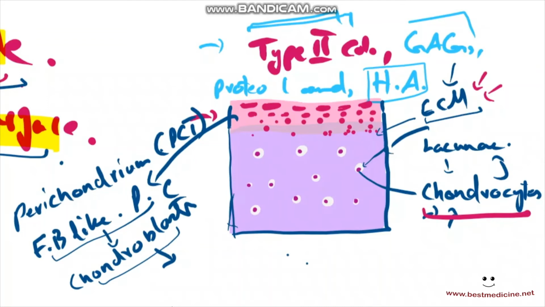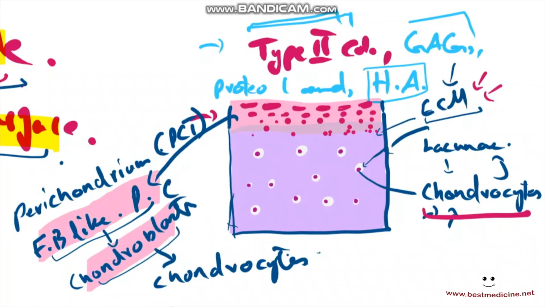Chondrocytes, right? So that's where the chondrocytes come from. The chondrocytes come from the chondroblasts, and the chondroblasts come from fibroblast-like progenitor cells, which are present inside the perichondrium. What is the perichondrium? Perichondrium is the dense connective tissue that surrounds the cartilage on the outside, on the peripheries.